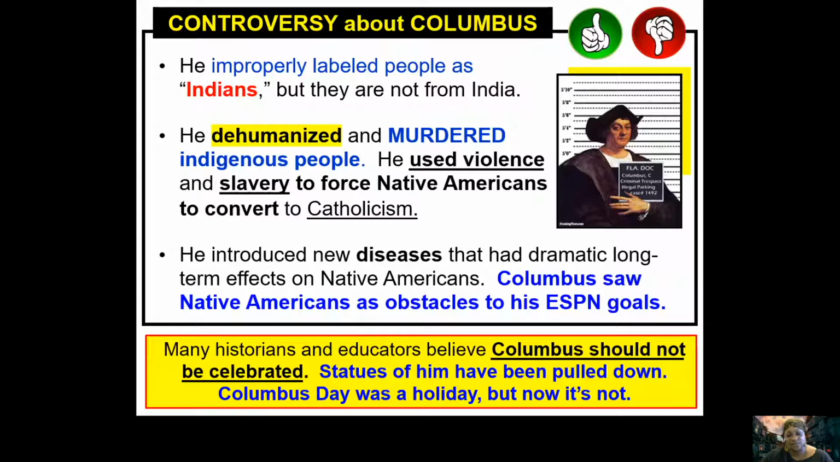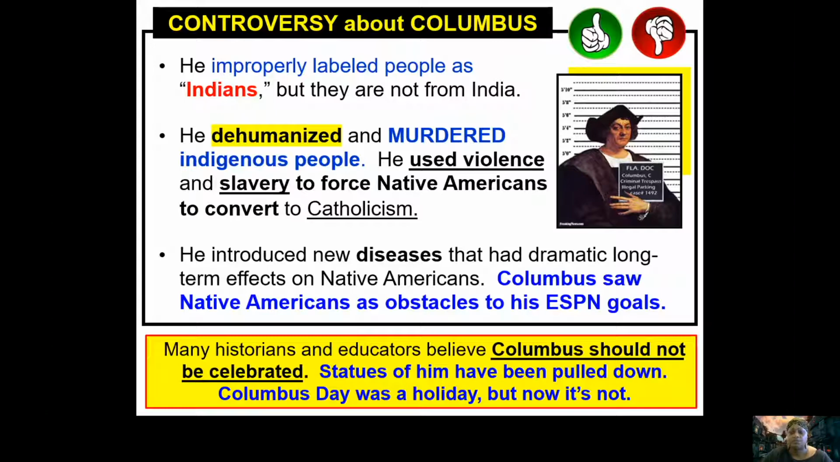So that was an issue, but also Columbus actually murdered a lot of indigenous people. He used violence against them. He used slavery to force Native Americans to work. He also did not want Native Americans to practice the religion of their culture. They were converted to Catholicism. And he also introduced a lot of diseases that had long-term effects on Native Americans and killed many of them. See, Columbus kind of saw Native Americans as an obstacle to his economic, social, political, and environmental goals.